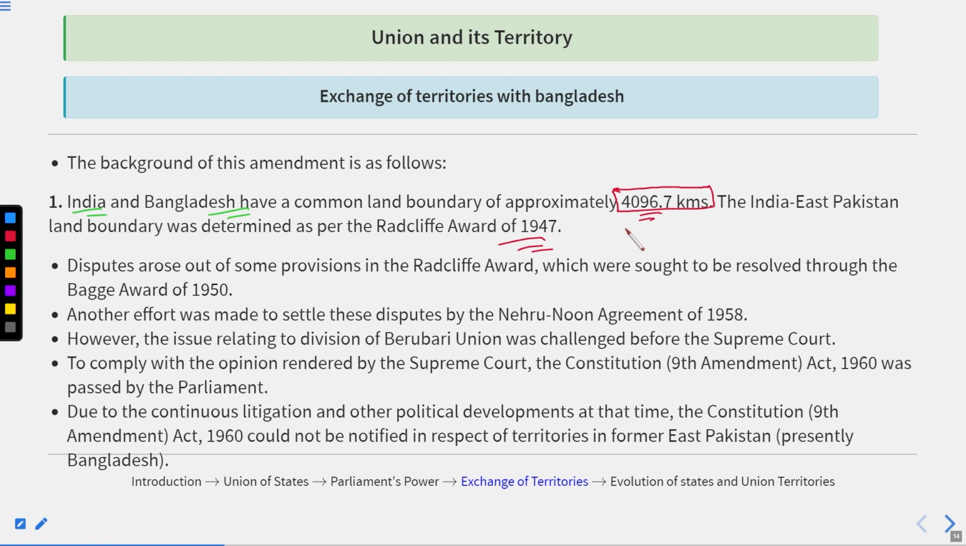All right, the dispute arose out of some provisions in the Radcliffe Award, which were sought to be resolved through the Bagge Award of 1950. So whatever dispute arose because of the Radcliffe Award of 1947, the governments of both the newly formed countries were trying to resolve it through the Bagge Award of 1950. But another effort was made to settle the dispute by the Nehru-Noon Agreement of 1958.